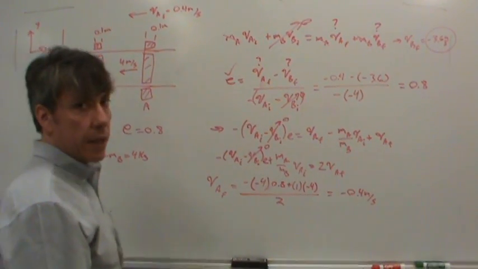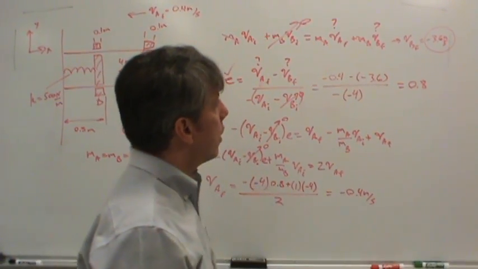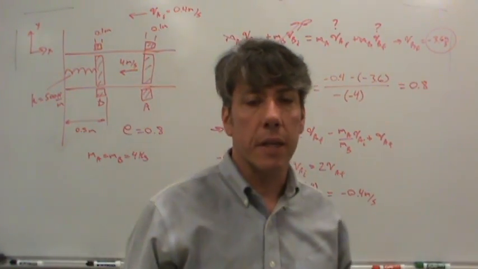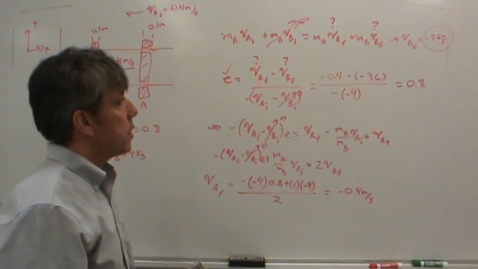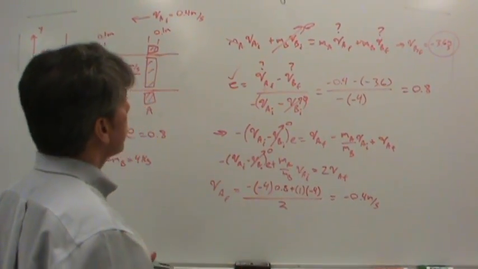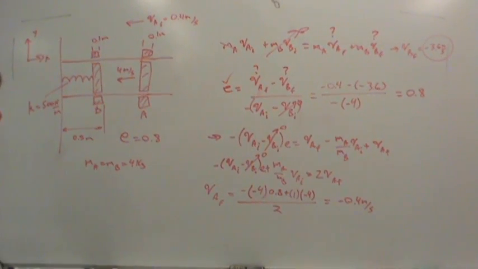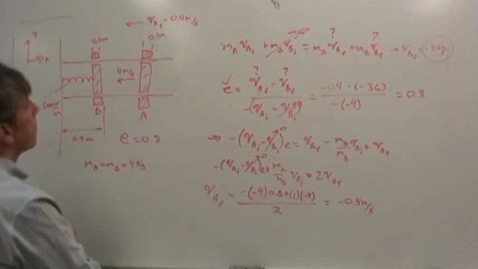Now another thing you could ask is, after impact, how much energy was lost by comparison to before? You could take 1/2 mv squared and calculate the initial and final kinetic energy and see how much energy was lost. There will be less energy after impact than there was before because it's not a perfectly elastic impact. In other words, the coefficient of restitution is less than 1.